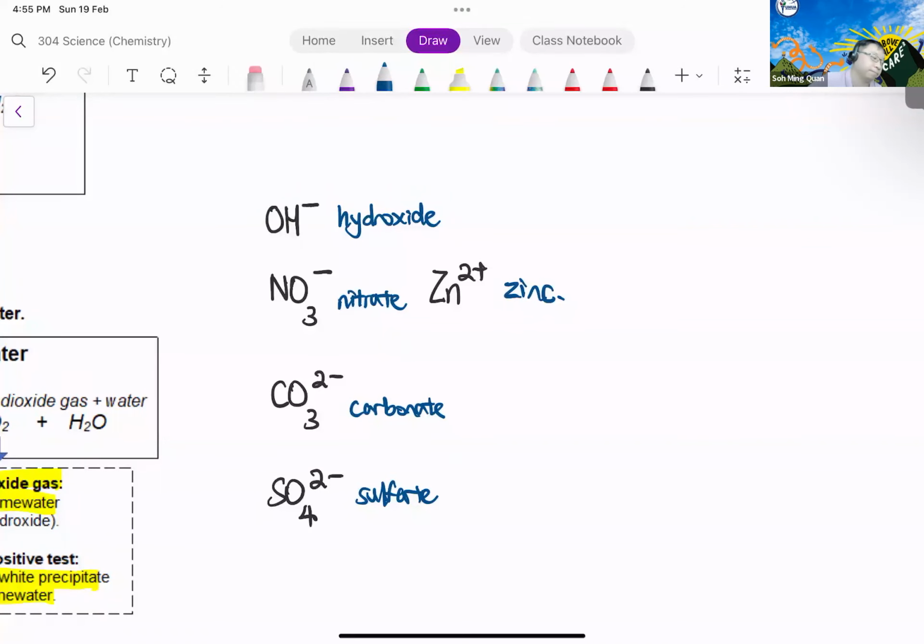I leave it here for about 30 seconds for you to copy down the 5 ions to memorize. Okay, 20 seconds more, then we move on to the next page.